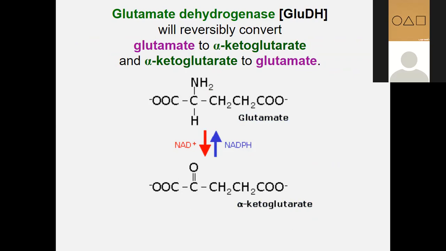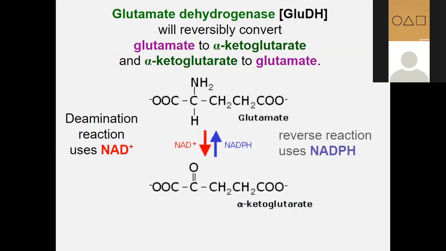So the process is reversible, no? So the common enzyme there is glutamate dehydrogenase. So the conversion of glutamate to alpha-ketoglutarate uses NAD. In the reverse direction, the reverse reaction uses NADPH.